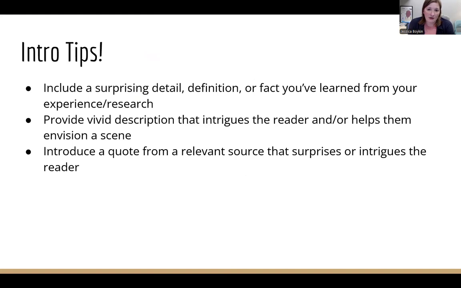All right, tips for your introduction. Something that can be really good is to include a surprising detail, fact, definition, or quote that you found doing your research.